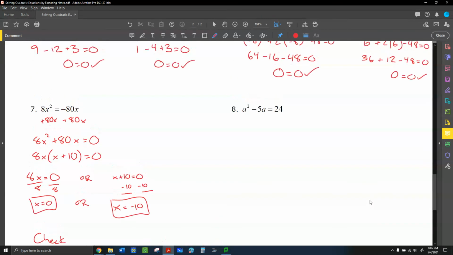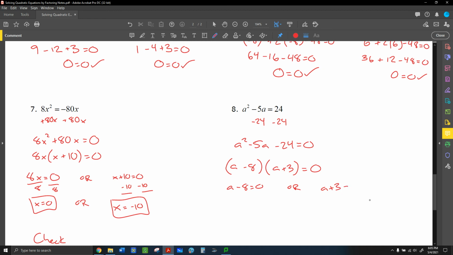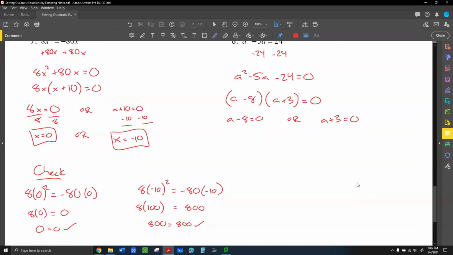Last example for today. Let's go ahead and set it equal to 0 by subtracting 24 from both sides. We get a squared minus 5a minus 24 is equal to 0. Factoring this, we get factors a minus 8 times the quantity a plus 3 is equal to 0. Using the zero product property, a minus 8 equals 0, or a plus 3 equals 0. Solving both of these equations, we get solutions a equals 8 and a equals negative 3.